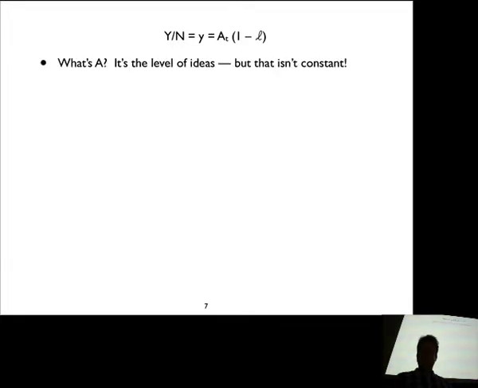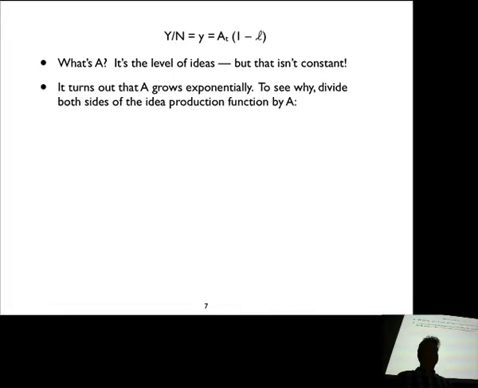Okay, now I've put in the subscript t here on ideas. Well, what's the level of ideas that isn't constant? It turns out that it grows exponentially, and to see why that's true, take the idea production function and divide both sides by uppercase A. How do I know how to do that? I think that's a question that should be in your minds, and that's one I get every term.